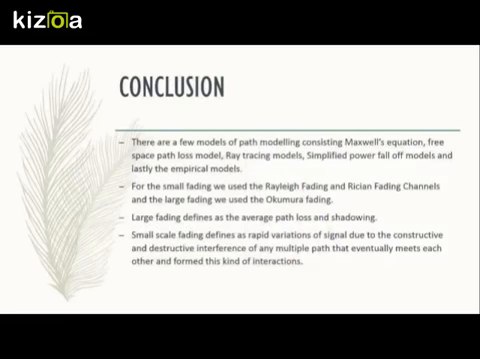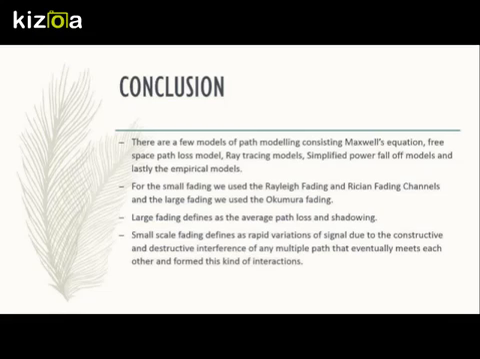Conclusion. There are a few models of path modeling consisting of Maxwell equations, the free space path loss model, the ray tracing model, simplified power fall-off models, and lastly the empirical models. For small scale fading, we use Rayleigh fading and Rician fading channels, and for large scale fading we use the Okumura model. Large scale fading is defined as the average path loss and shadowing.